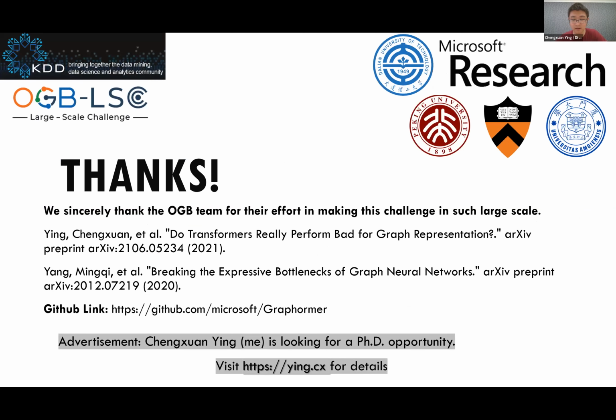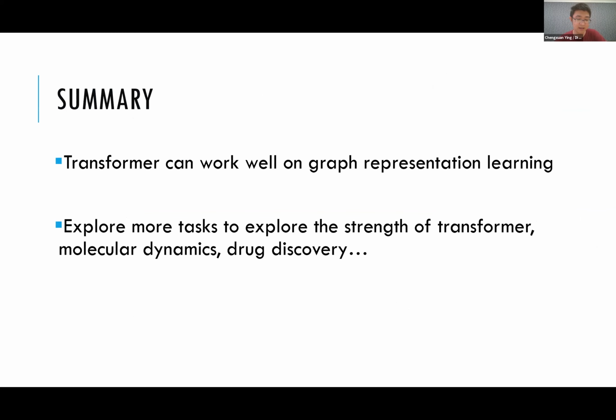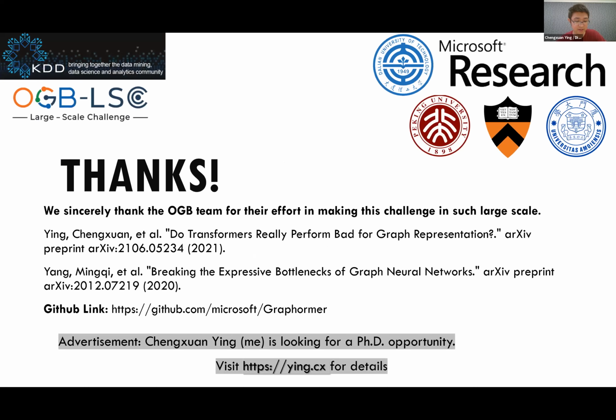So as a summary, in this competition, we give an affirmative answer by showing that transformer can perform well on graph representation tasks by using proper encoding methods to encode the graph structural information. And in the future, we would like to explore the strengths of the Graphormer model on more tasks in biology, chemistry, and even physics. So thanks for listening.